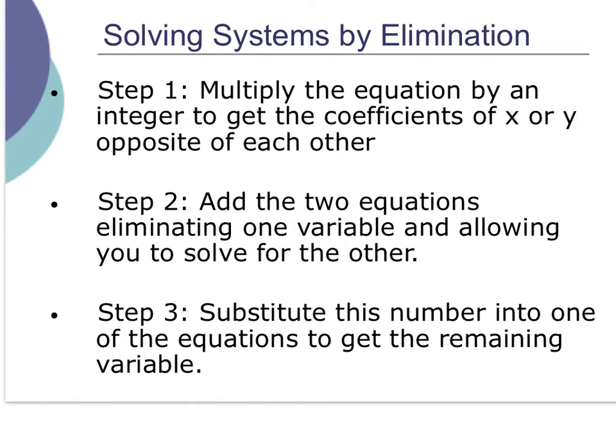We will then add the two equations together, which will cause the elimination of one variable. And that allows you to solve for the other. Then once we solve for one of the variables, we'll take that value and put it back into one of the equations, it won't matter which one, to get the remaining variable. Let's work through a couple of these.